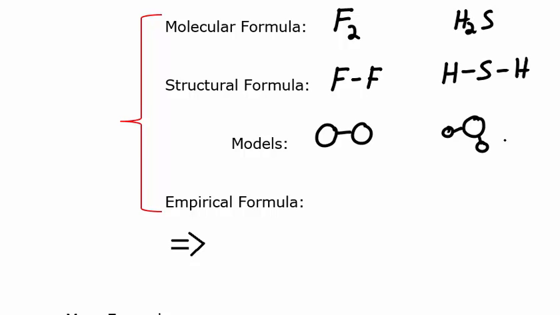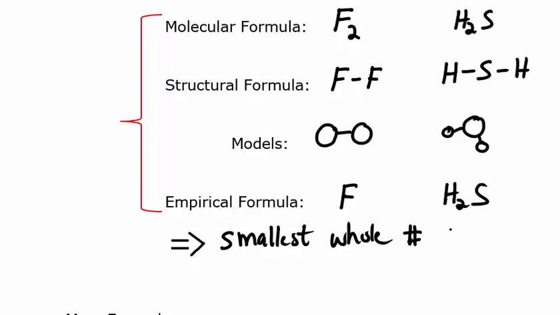And then finally, the empirical formula is one that is similar to the molecular formula, but it shows the same formula using the smallest ratio of whole numbers as subscripts. For example, F2 is just two F's, so we just say F. H2S would also stay H2S. But the general rule is that you use the smallest whole number ratio from the molecular formula.